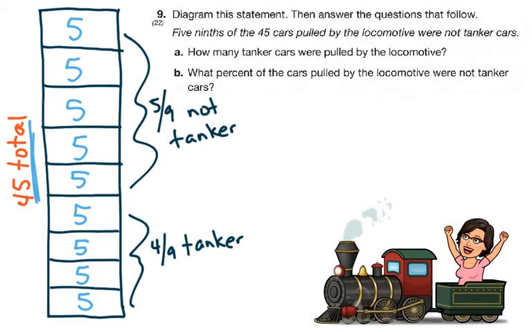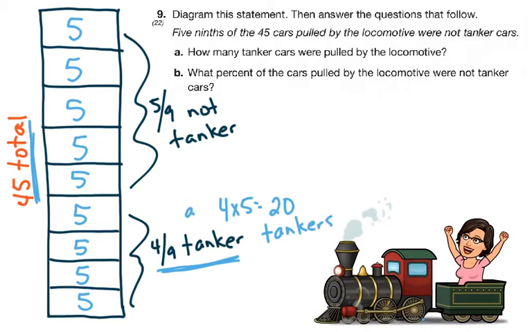And then it asks me how many tanker cars were pulled by the locomotive. So the ones that were tanker are the 4/9. And we've got 4 boxes, 5 in each box. So 4 times 5 equals 20 tankers. So 20 tankers were pulled by the locomotive.